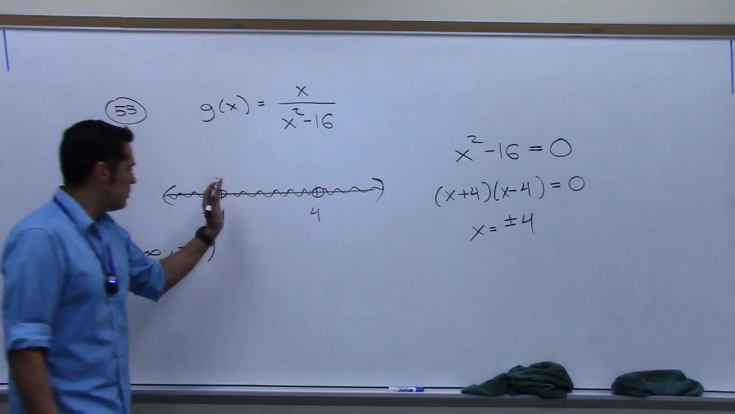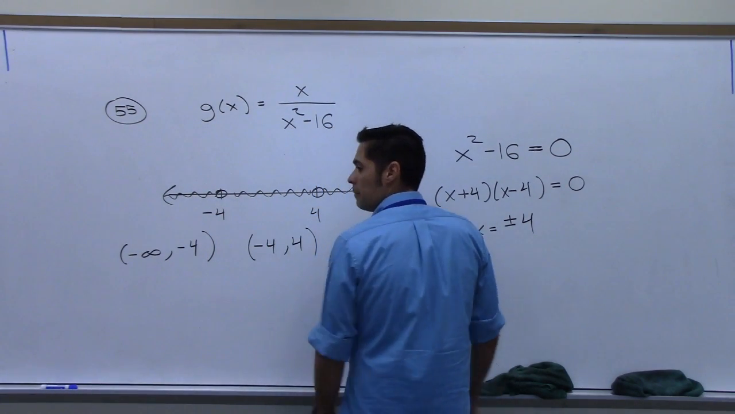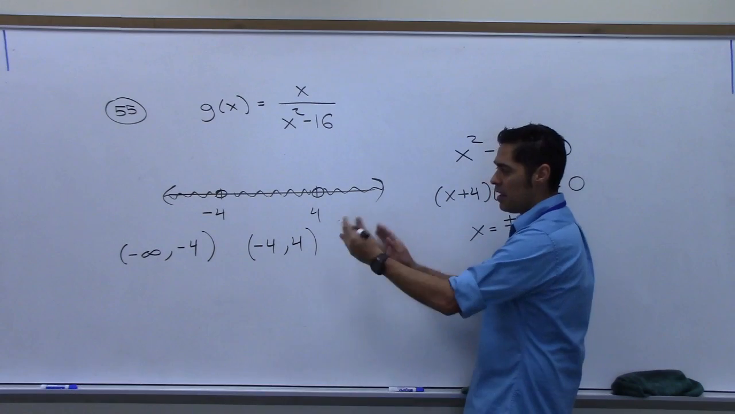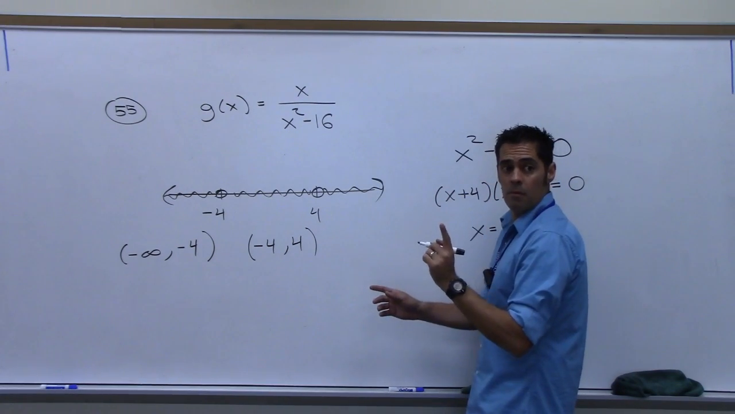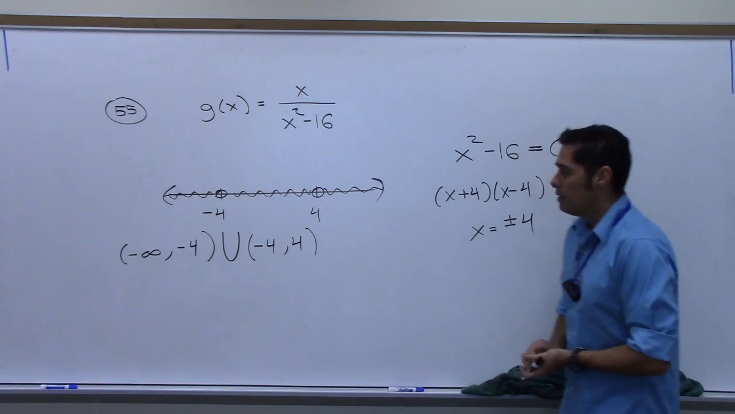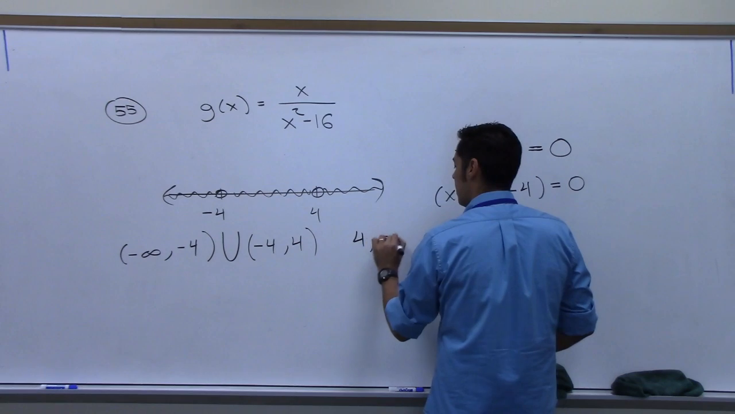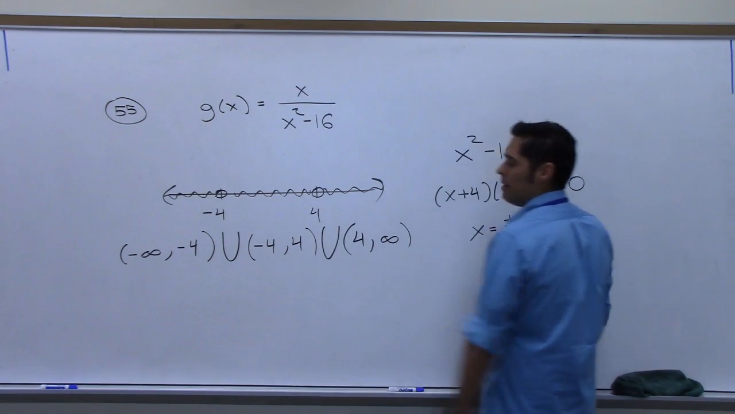And then we want the stuff between negative 4 and 4, so I would write it like this. Parentheses again. And then because these are two different intervals, I'm going to union them together. And then I have a third set of numbers, which is over here. It's everything from 4 on to infinity. And again, I need to union that together.